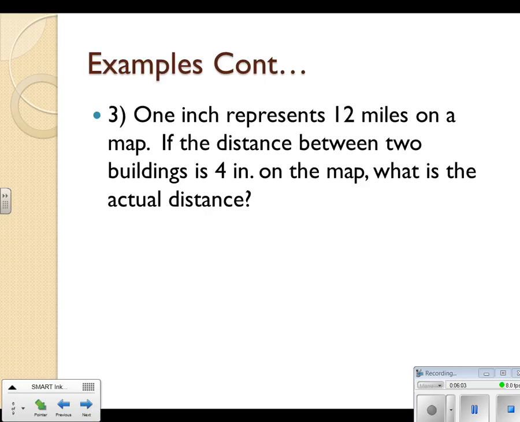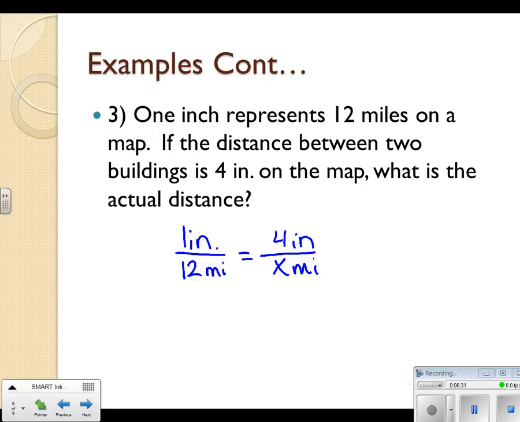One inch represents 12 miles on a map. If the distance between two buildings is 4 inches on the map, what is the actual distance? So if it's 1 inch is to 12 miles, and we have 4 inches, we can set up a proportion to figure out how many miles it is then between the buildings. Notice I have inches on the top, miles matching on the bottom.